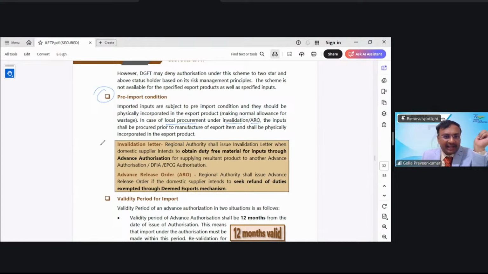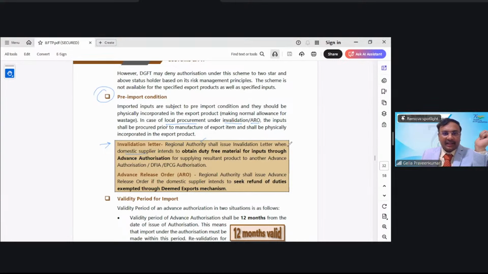Now, what is an invalidation letter? A regional authority like Export Promotion Council, like the branches of DGFT, is the authority who shall issue the invalidation letter where a domestic supplier intends to obtain duty-free material for imports through advance authorization for supplying the resultant product to another advance authorization or DFIA authorization.